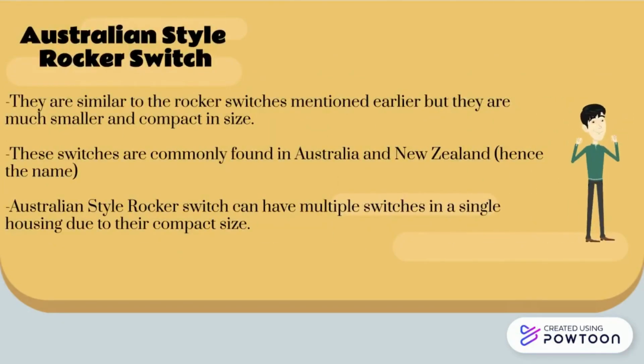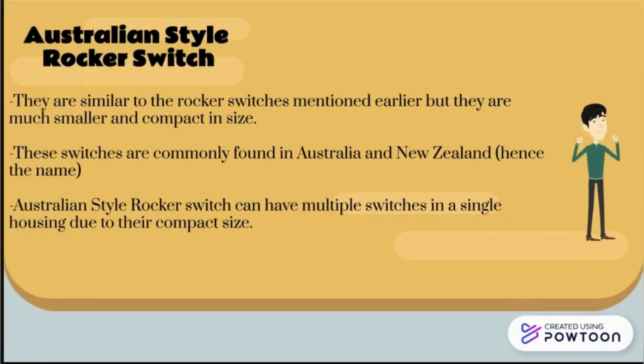Australian style rocker switch. They are similar to the rocker switches mentioned earlier, but they are much smaller and compact in size. These switches are commonly found in Australia and New Zealand, hence the name. Australian style rocker switches can have multiple switches in a single housing due to their compact size.